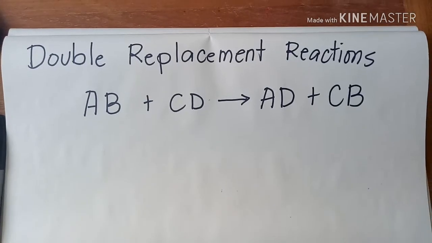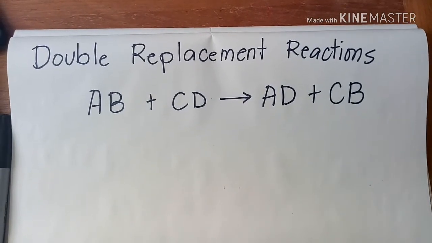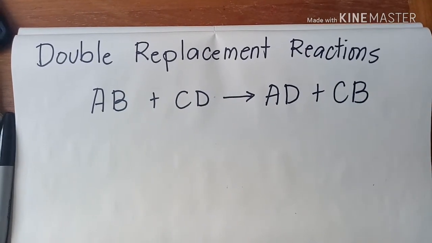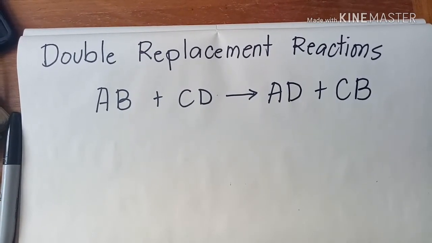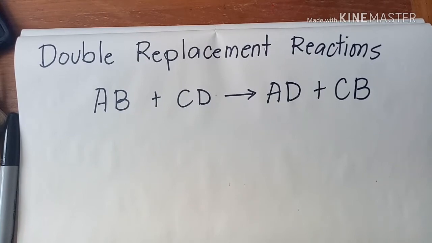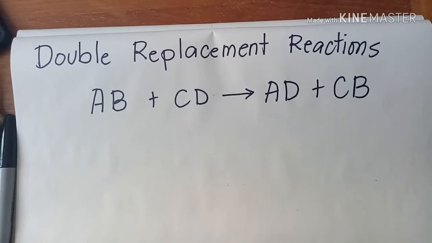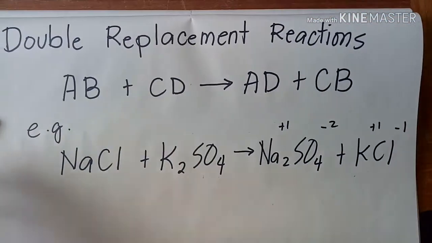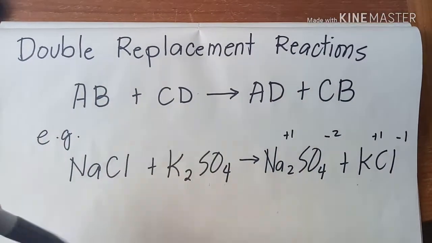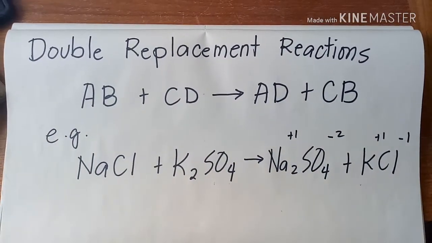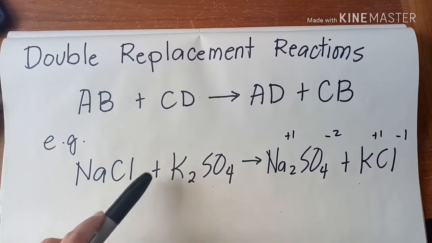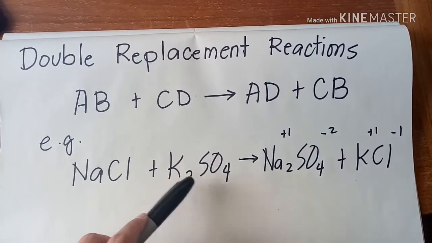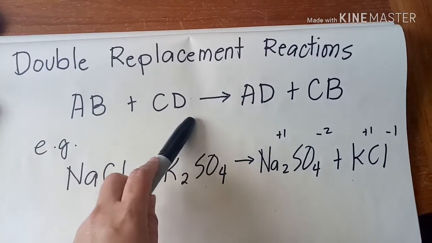Alright, so the fourth one is the double replacement reaction. This type of reaction involves an exchange of ions between two reactants. So our general equation for double replacement reaction is AB plus CD yields AD plus CB. Okay, so let's have an example of double replacement reaction. We have NaCl, or sodium chloride, plus K2SO4, or potassium sulfate, as the given reactants.